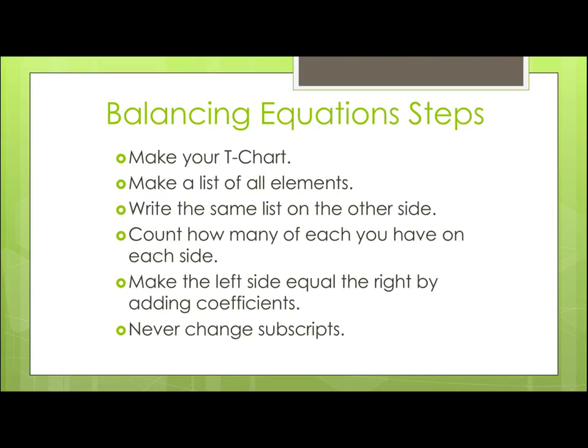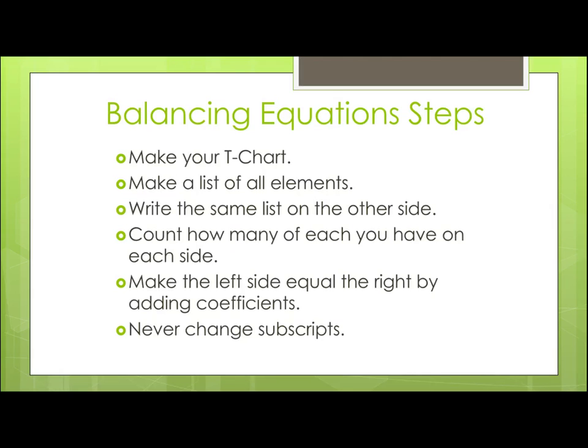So our balancing equation steps, our first step, we're going to make a t-chart. It's easiest, that helps us divide the left side from the right side. Then we're going to make a list of all elements. I like to say this is like your grocery list. It lists out everything that you can expect to find in that chemical equation. Then you're going to take the list that you write on the left side and write the same exact list on the right side. Okay?